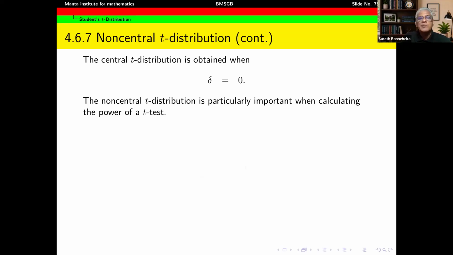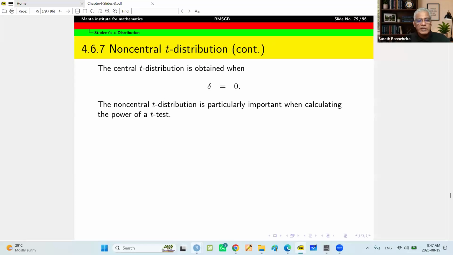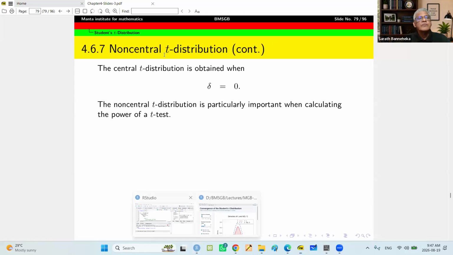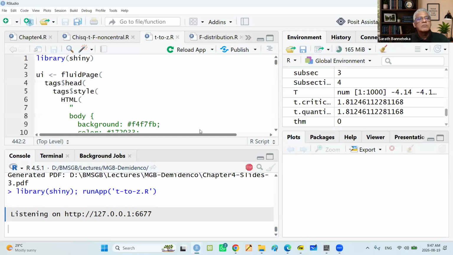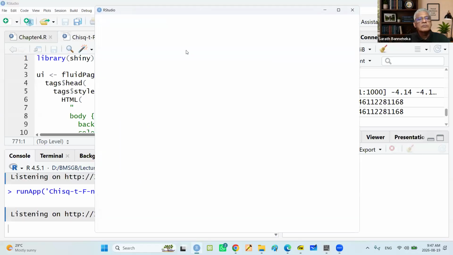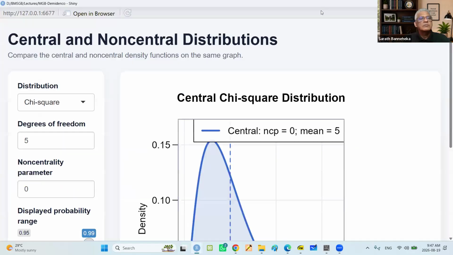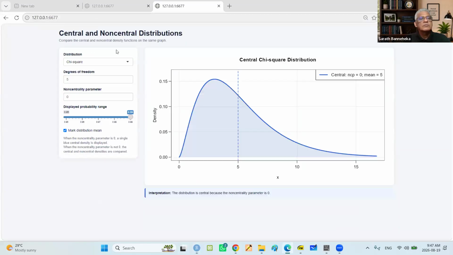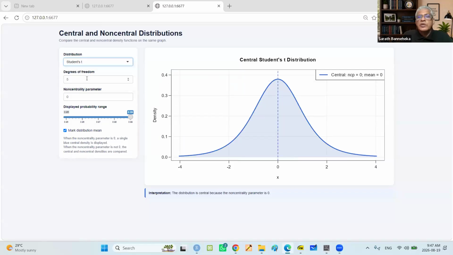I will show you a Shiny app where I can change the value of delta, and then we can see how the shape of the non-central T distribution varies with the value of delta. So let me now look at that. Okay, so here is the situation.